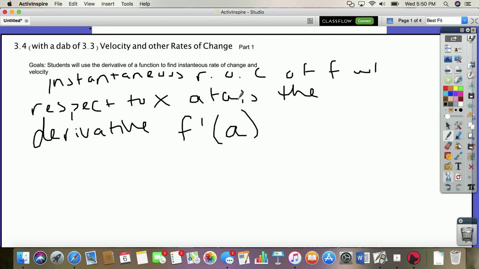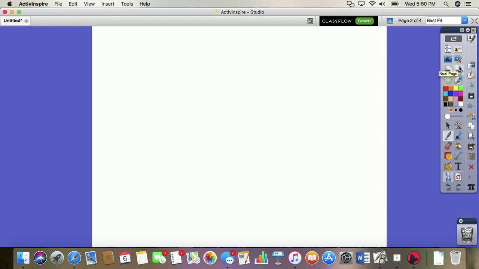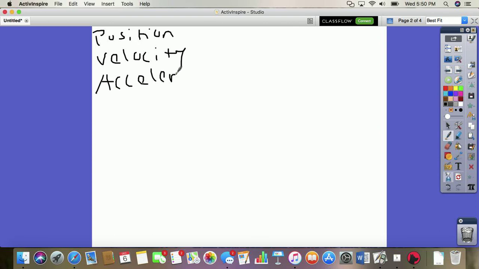And so our instantaneous rate of change can be found by finding the derivative of our function. On the next page, I'm going to show you what you also might see. We're going to compare the relationships between position, velocity, and acceleration. So we have position, and we have velocity, and we have acceleration. When we're looking at these three terms, they all have a great relationship with each other.